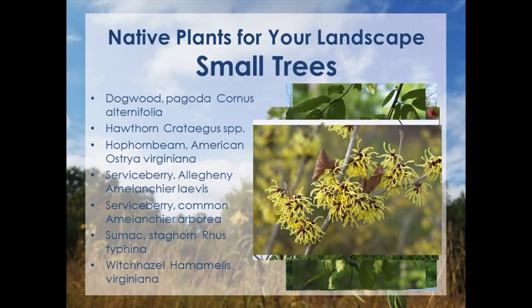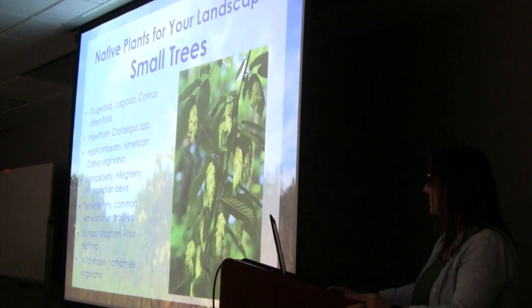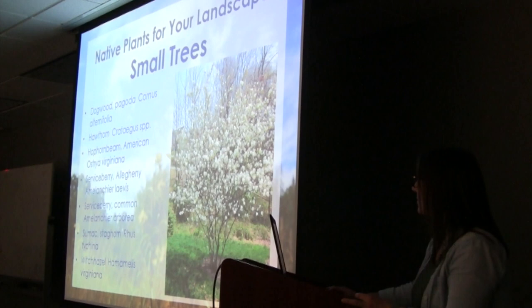Small trees, pagoda dogwoods. This is a shade-loving small tree. Hawthorns, these are really great for tough urban places. They can take whatever you throw at them. Hop hornbeams. Good understory tree. Service berries. So we have a couple different service berries here.